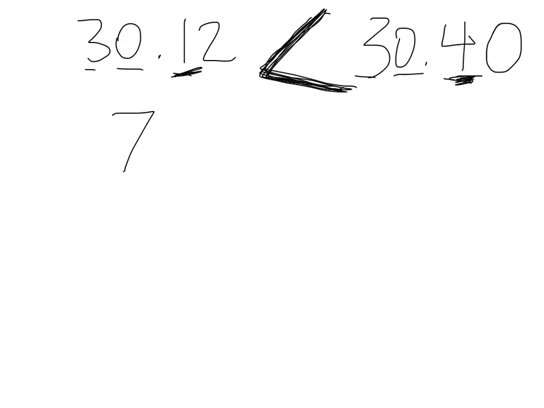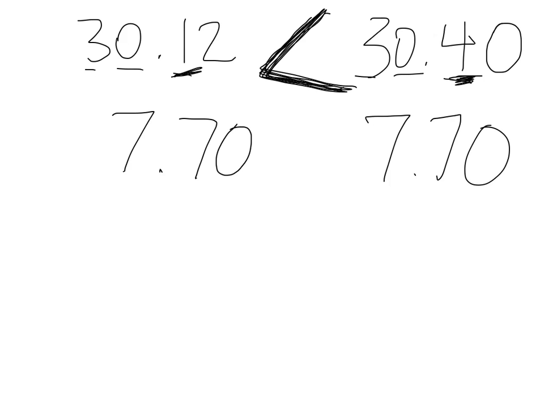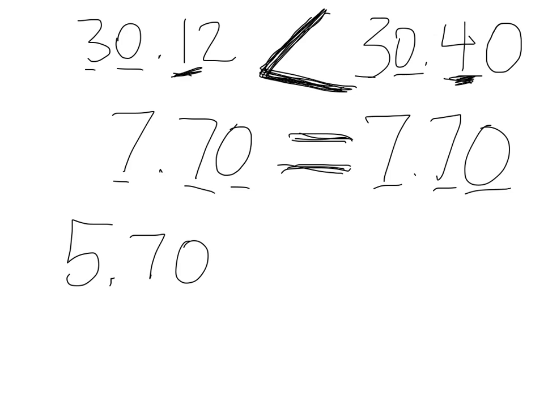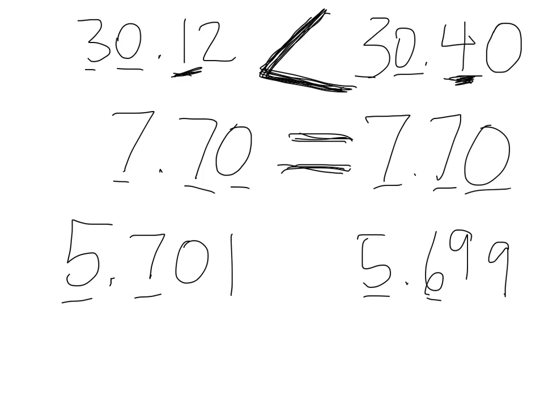Our next problem is 7.7 and 7.70. If I annex a 0 on the left number, I can now see that each place value is exactly the same, so these are equal to each other. The last one is 5.701 and 5.699. Starting with the first place value, I have a 5 and a 5. Then I have a 7 and a 6. The 7 is bigger than the 6, so the decimal on the left is greater than the decimal on the right.